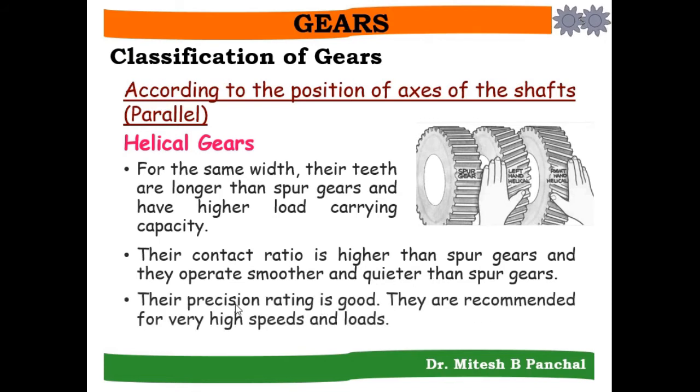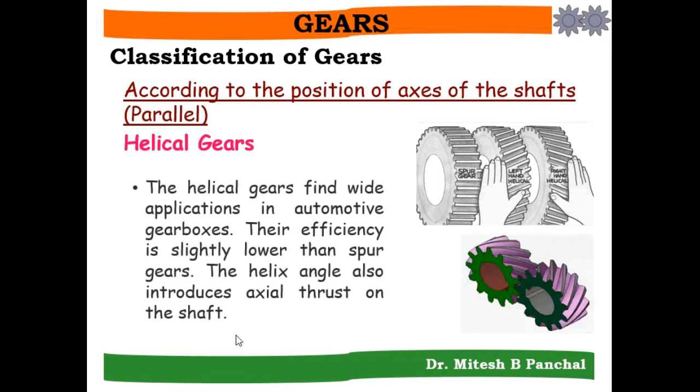Helical gears have a good precision rating, and they are recommended for very high speed and high load conditions. The helical gears find wide application in automotive gearboxes. Their efficiency is slightly lower than the spur gear, and the helix angle also introduces axial thrust on the shaft.